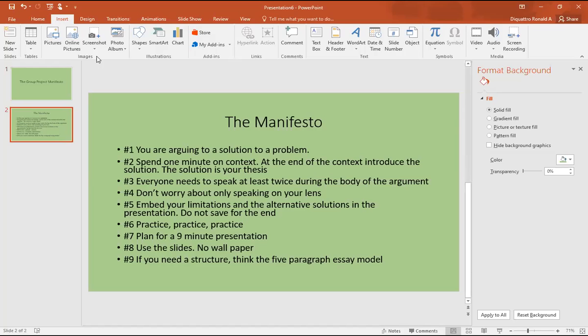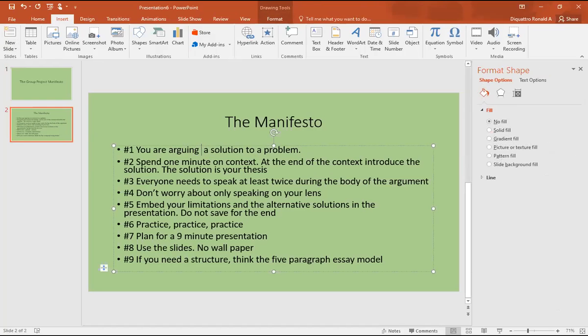Remember, you are arguing a solution to a problem. Okay. I'm going to fix that while I'm dealing with it. You are arguing a solution to a problem. Do not get carried away with your context. This is one of the problems that lots of people do in their projects.